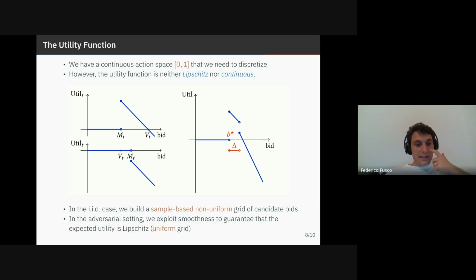In the adversarial setting, where we do not have stationarity, so the Vt and Mt are not correlated across time, actually, we exploit smoothness, the regularity assumption we mentioned earlier, to guarantee that the expected utility is Lipschitz. So we are no longer looking at the actual sum of the utility, but we are looking at the expected utility. And with this assumption, everything is Lipschitz, and it is possible to use a uniform grid. Okay, so this is just a glimpse of the techniques used in our algorithms.